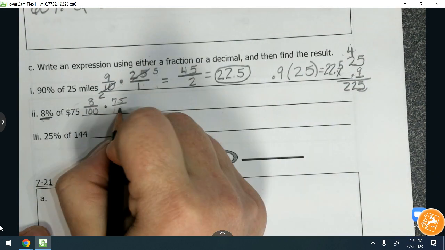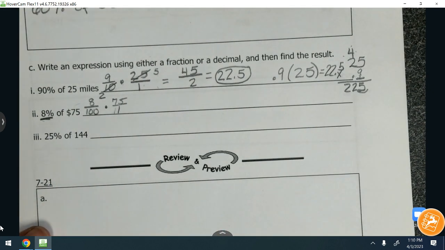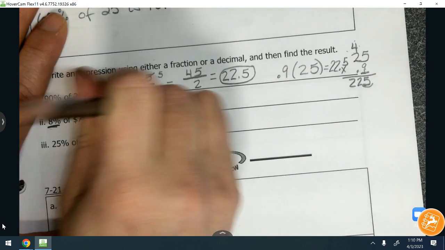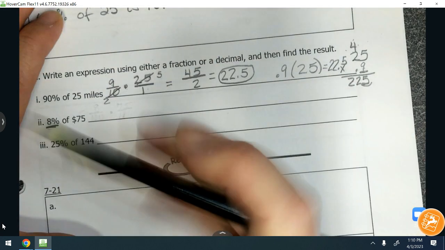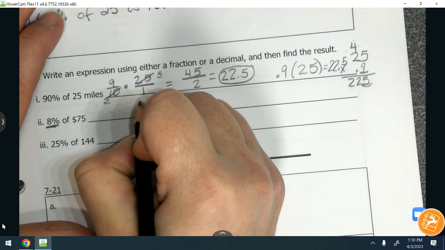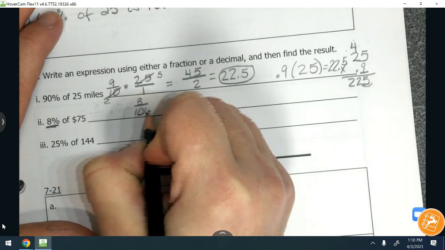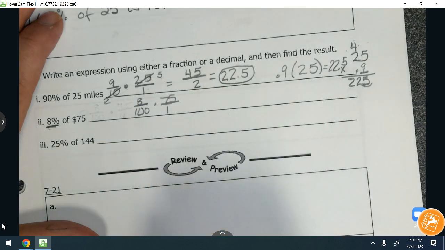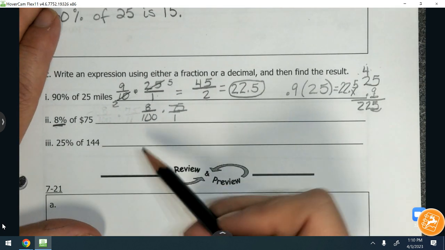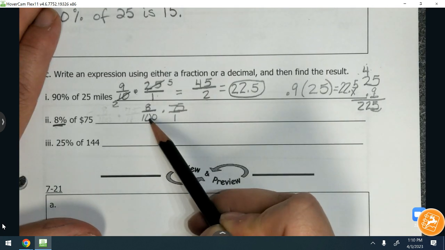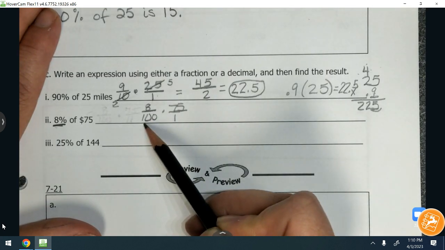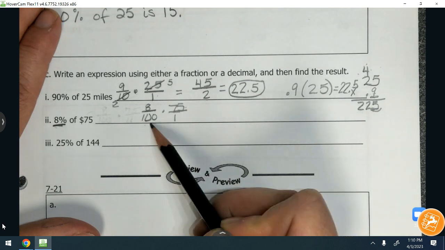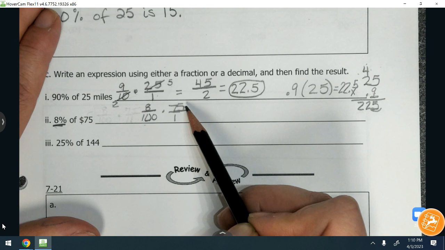Okay, this is where I started to lose some kids in some of the classes. I think I'm going to move it down a little more so it doesn't get confusing. 8 over 100 times 75 over 1. Some students, when I saw them working, saw 25 in common right here, which I'll be honest, I didn't even see the first time. And I think that's pretty clever because that knocks down the numbers fast.